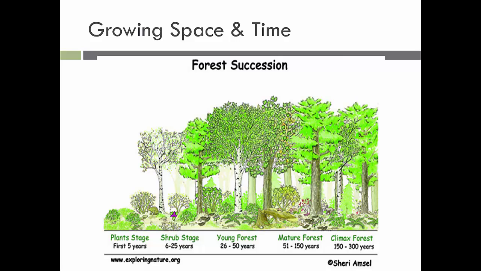So again, we're talking about growing space in time, and we see this idea with forest succession and how trees influence the availability and unavailability of growing space. We see how slight differences between individuals can influence, can change. So when we talk about tolerance, we talk about light. So all trees, all plants need light. But there is a variation in how much light.